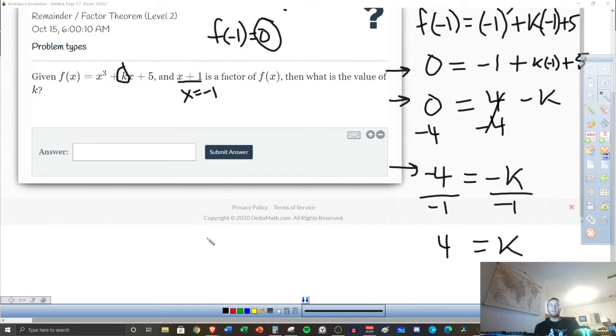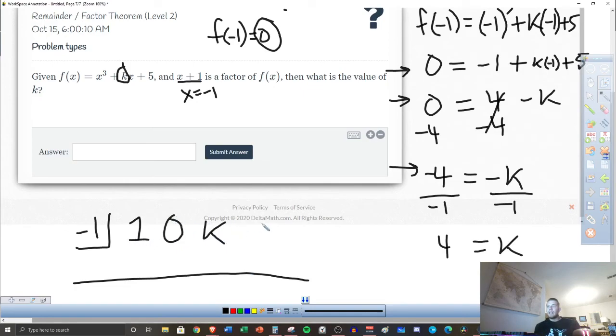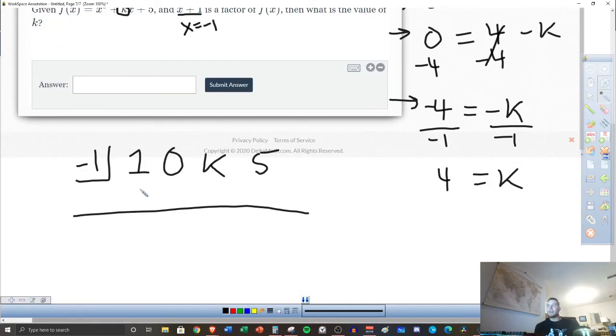Now let's look at another way to do it, because I've had a lot of people do this in class where they say, oh, well, I know the 0 is negative 1, and then I know that this one it's 1, 0, k, and 5. And they go through this operation. Bring down the 1. 1 times negative 1 is negative 1. Add these, you get negative 1. And then negative 1 times 1 is 1. So we have 1 plus k, which we don't really know. So actually this method doesn't work too well.